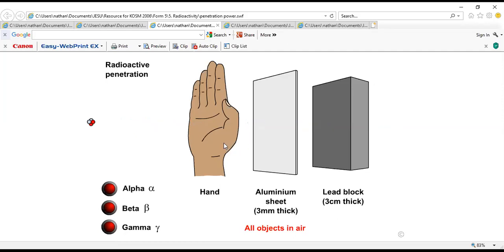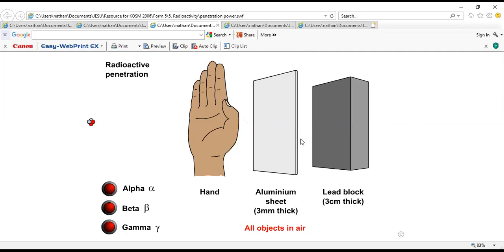Now gamma can penetrate the skin and the paper. It can penetrate the aluminium. But when it comes to lead, if the lead is not too thick, there will be a reduction in the energy, but if the lead is thick, it can block the gamma ray. In this case, because it's 3 centimetres, you can see that the energy is reduced after this. That's why there is lower amplitude, if the lead is not too thick. But if the lead is very thick, it can block the gamma ray.